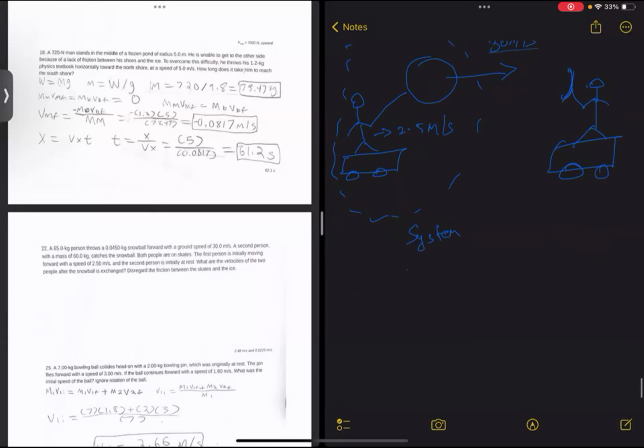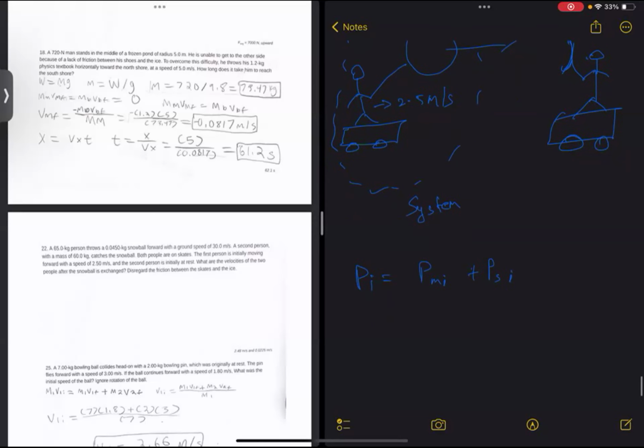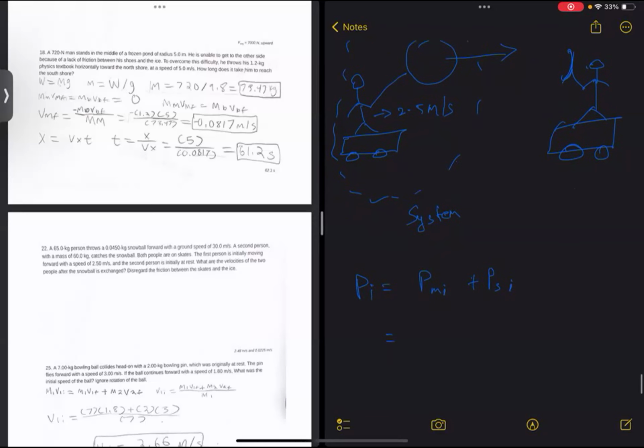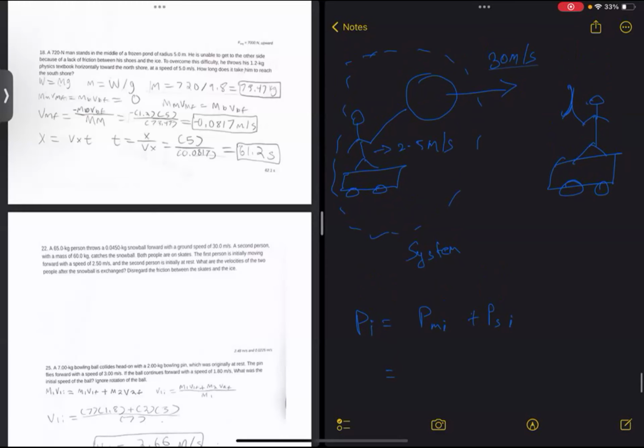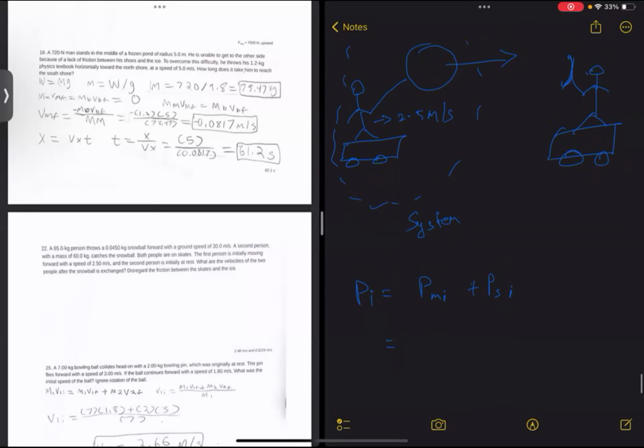So initially, the momentum of the system, what is that? It is the momentum of the man plus the momentum of the snowball. Let's see that. Initially the person is moving with 2.5 meters per second in the forward direction, and there is a snowball in his hand.